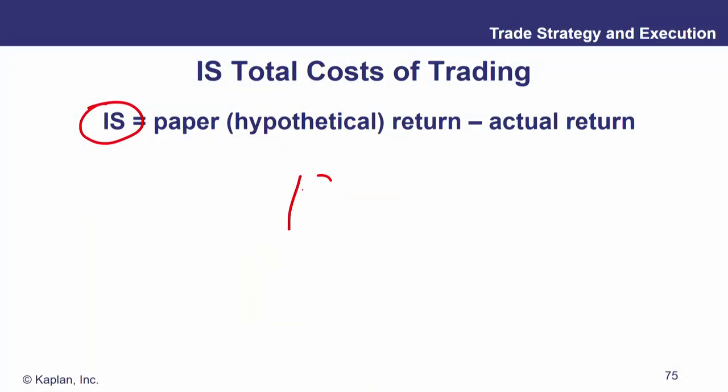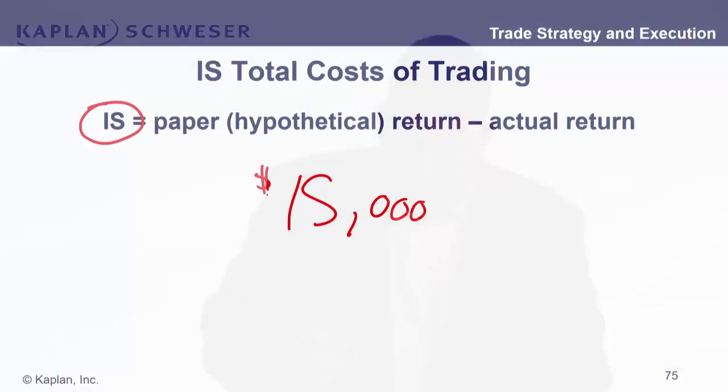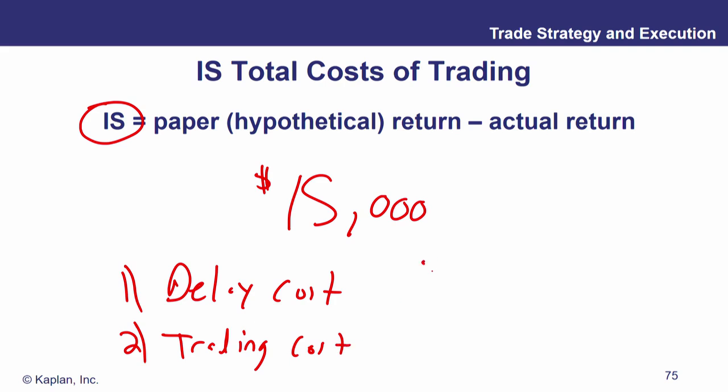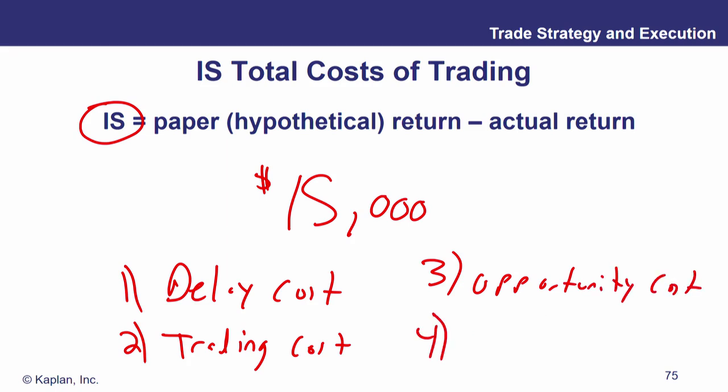So let's just say you go through an example, and the implementation shortfall comes out to be $15,000. Well, we figured that out from running the paper hypothetical return minus the actual return. Now the CFA is likely to ask you, okay, break it down. Where did this cost come from? So we'll look at the first component and calculate a delay cost. Then we'll look at the second component, the trading cost. Then the third component, which is this opportunity cost. And then finally, we're going to deal with these fixed fees or explicit costs that you know so well.